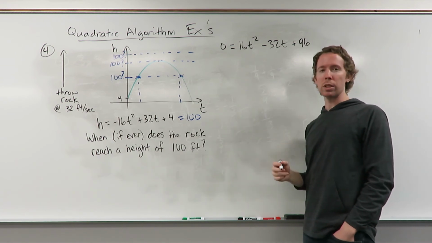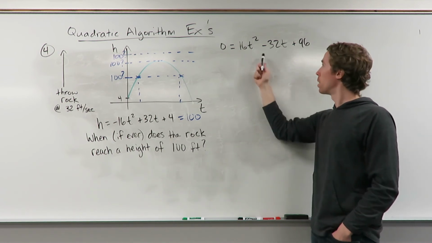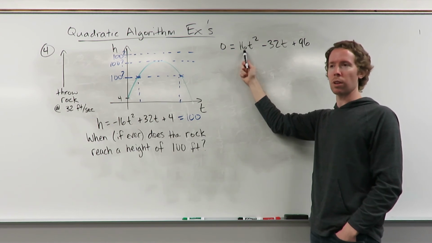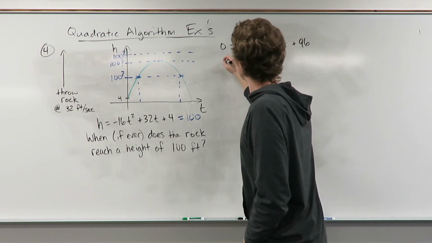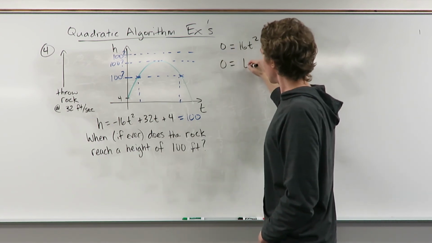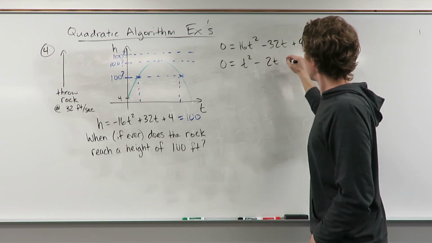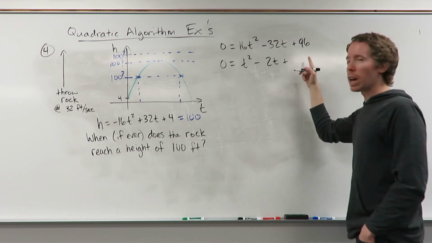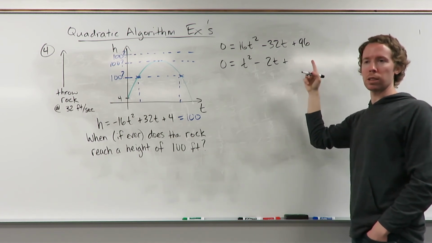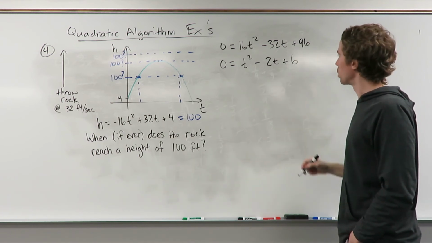And then remember, the first step of our algorithm is to divide by this leading coefficient in front of the squared term. So divide each term by 16. 32 over 16 is 2. 96 over 16 happens to be a nice number. It's 6. It's a nice whole number.